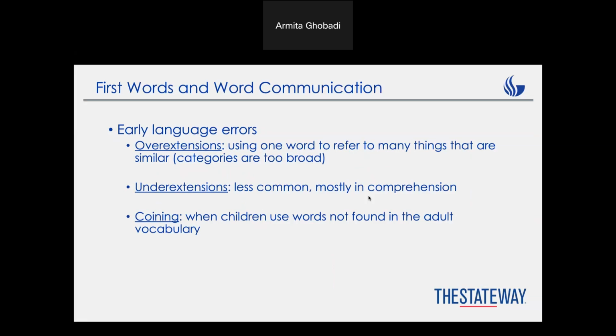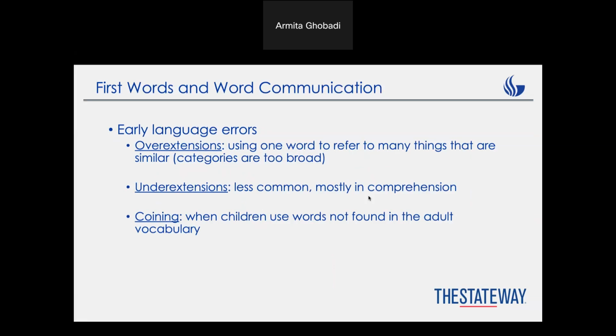They wouldn't consider a peacock or an owl as a bird. This is under extensions, which is less common. The last one is coining, in which children use words that are not found in the adult vocabulary. For example, they create one word.